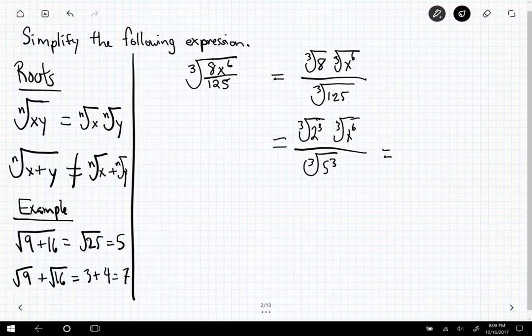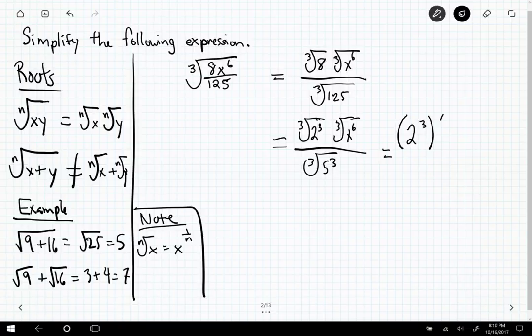Moving forward from here, what do we have? Well, the cube root of 2 cubed, one thing we can also write as the nth root of x. So here's another little side note, and this might help us out. If you have the nth root of x, another way to write that is x to the 1 over n power. Why that comes in handy: you can think of this as 2 cubed to the 1/3 power. And this is x to the 6th to the 1/3 power. And now this is 5 cubed to the 1/3 power.